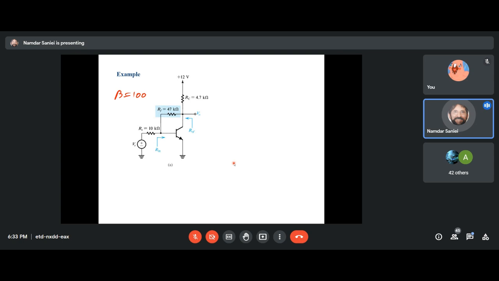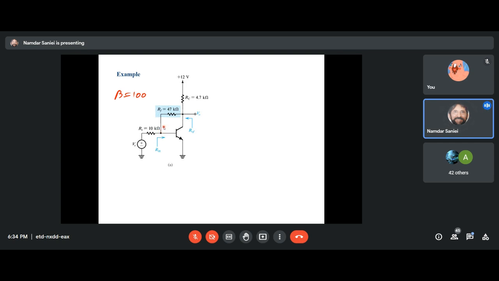In this example, we have a transistor with a beta of 100, beta being the current gain of the transistor. And here we have a feedback from output. This is the output voltage coming in a shunt position, joining here to the input. So this is shunting on the input, shunting on the output. Output is the voltage. It brings the current into the input.